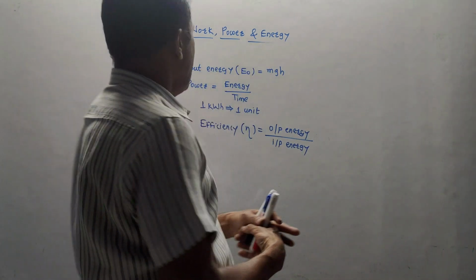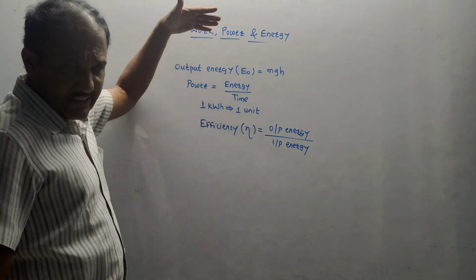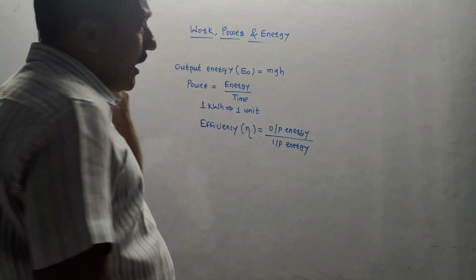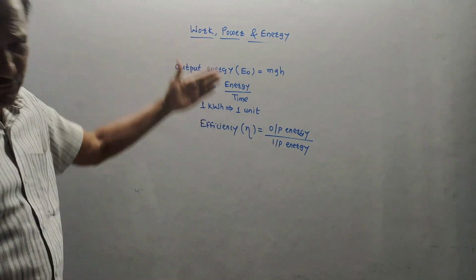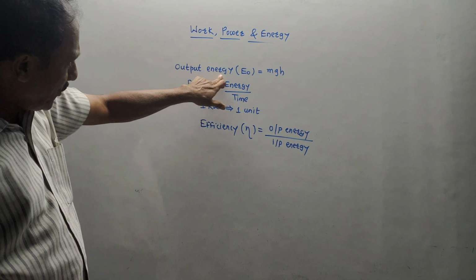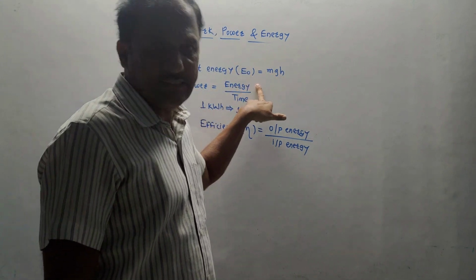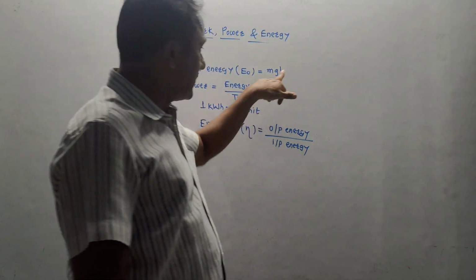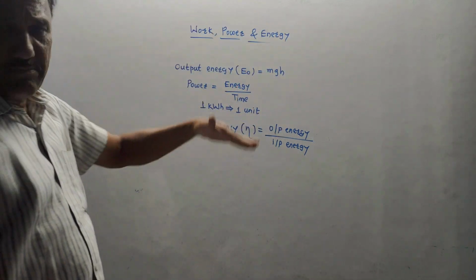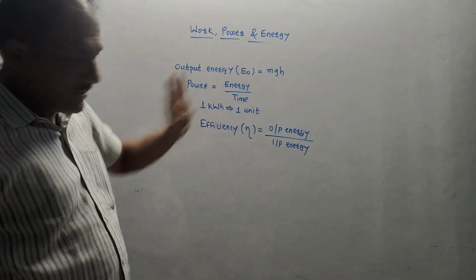Next part is you can well expect the numericals related to calculation of energy, power, efficiency, and water billing, and so on. So these are only simple formulas. If you know these formulas, you can well attempt any numerical. First is output energy, E0, given as mgh. M is the mass, g is the gravitational constant, h is the height of say some water tank to which some motor is connected.